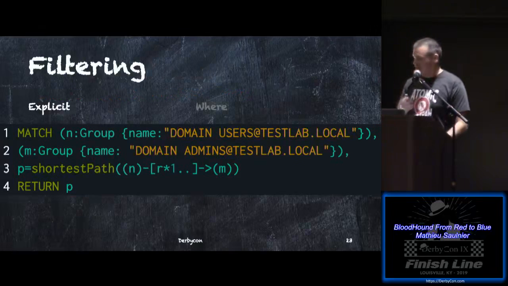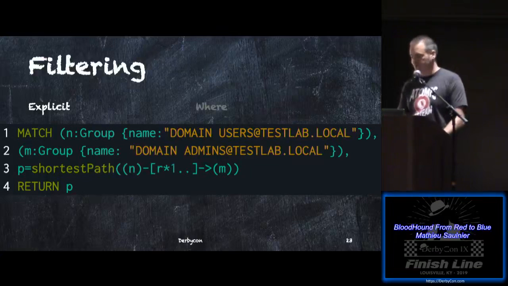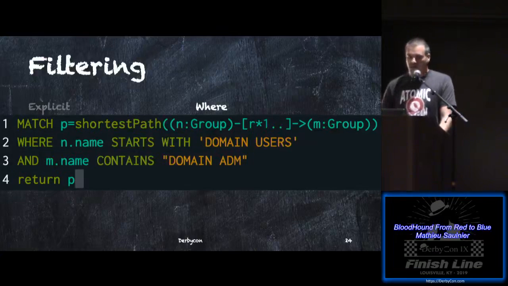Filtering. There are two ways to filter: you can use the explicit method or you can use the WHERE clause. Here's an example of the explicit one. We're looking for a group whose name is exactly DOMAIN USERS@TESTLAB.LOCAL, and a second group that we define as m, which is DOMAIN ADMINS@TESTLAB.LOCAL, and we want to find the shortest path between the first group and the second group and return the path.